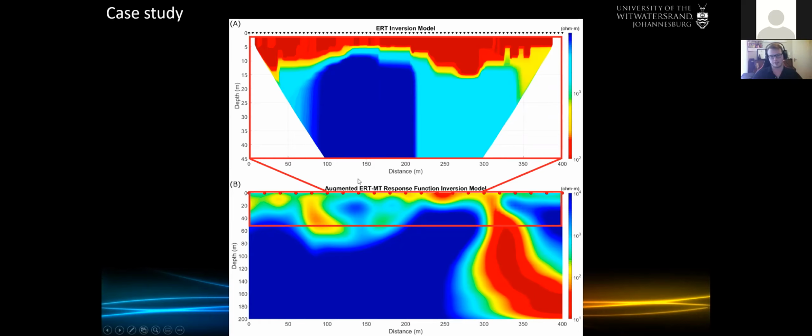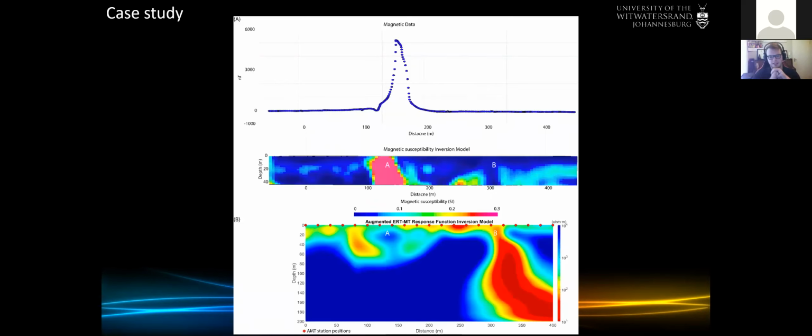But I think the nicest image out of all of them was obviously this magnetic inversion with the augmented ERT-MT response inversion. So we have A, where our dike is sitting, and we can see it correlates with the A that we see over here. And then B is where you also see your central fault coming through this area. And it correlates quite nicely with our feature that we see here. Also, another thing to note is you'll see this very dark blue overburden here. It actually fits quite nicely with the MT resistivity inversion that we see here.